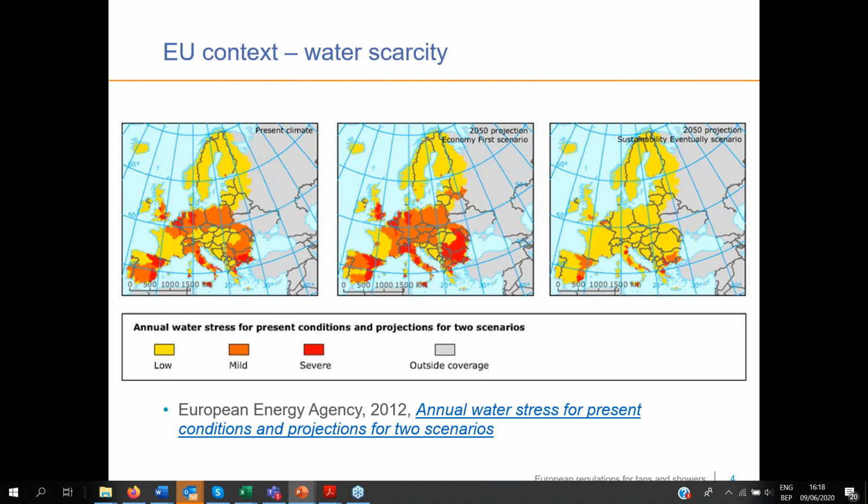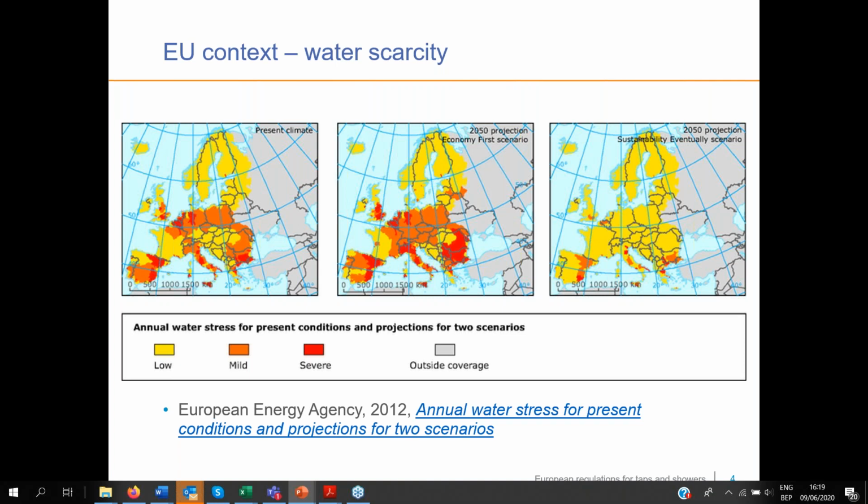So very briefly, concerning the European context, just in case anyone was wondering, we do have a water scarcity concern in Europe. If you look at, for example, little Belgium that I'm sitting in right now, not really known for the dryness of its climate, but still, we do face annual water stress, and it has been the case for forever.